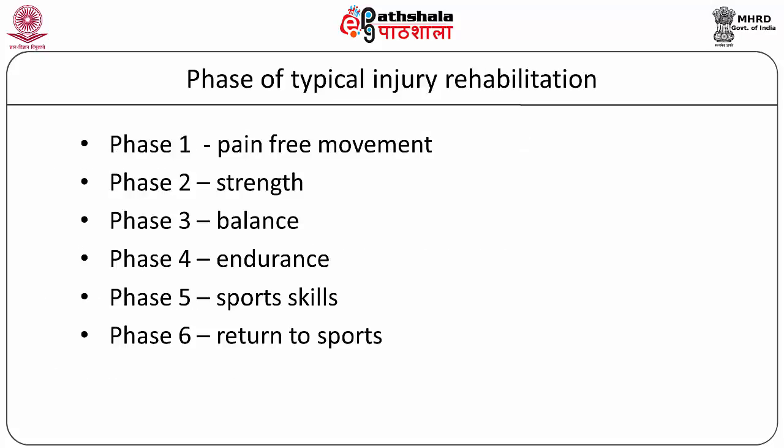Phase 1 of sports rehabilitation typically consists of obtaining pain-free movement, whereas phase 2 concerns strength restoration. The next phase is balance restoration, and then endurance restoration. Once these above 4 impairments are corrected, the sports skills are reintroduced, and finally the person is allowed to return to sports.